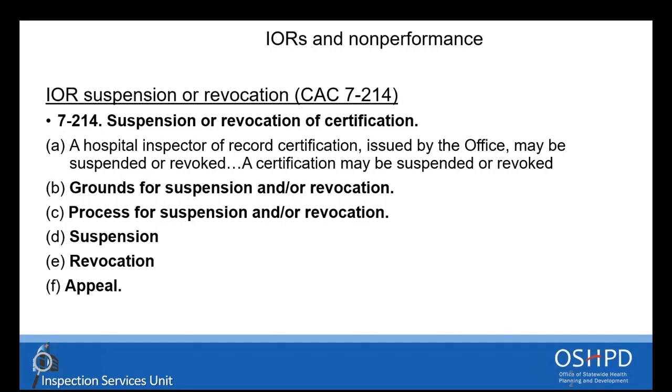So what about suspensions, revocation? I know this is not a nice subject, but we need to share. Suspensions and revocation per admin code 7214 are determined by the office. And it depends on incompetent inspections, inadequate inspections, misrepresentation, misconduct, and or violation. So based upon consideration of the evidence presented, the office should determine whether or not reasonable grounds exist for the suspensions or revocation of the certification.